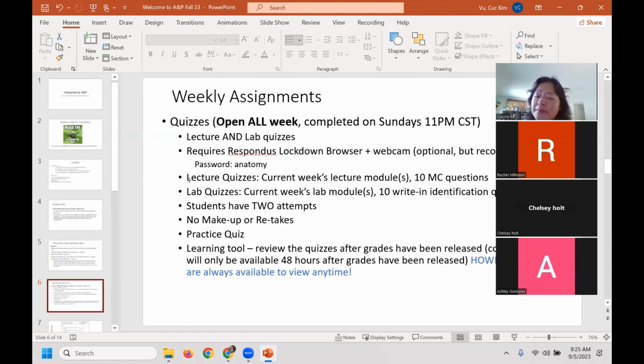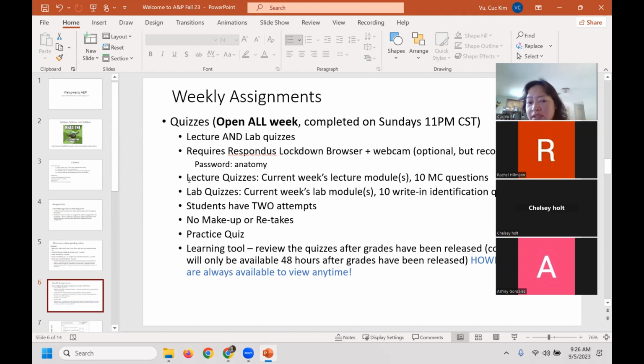Because they are open all week long and you have 2 attempts, there are no makeups and no retakes. This is a very solid policy. But again, extenuating circumstances happen, and if they do, please contact me. If you missed the quiz for some reason, email me right away. Let me know why you missed it, and if it's within one of those extenuating circumstances, I'll open it up for another day or 2. You could take it then, but you need to email me right away.